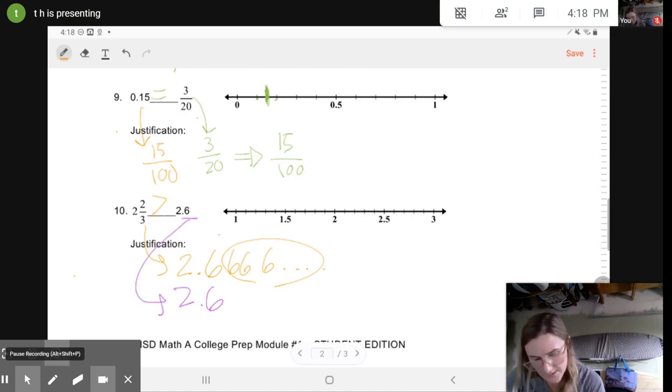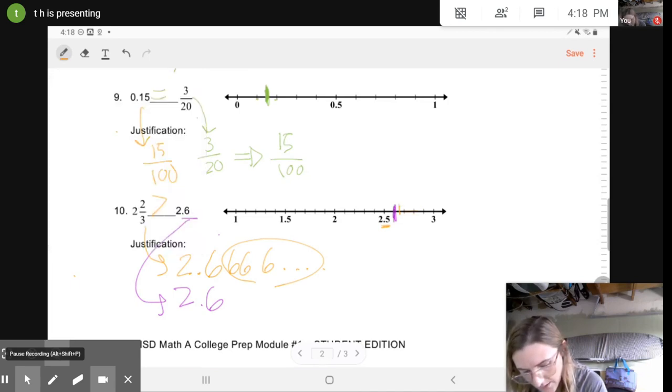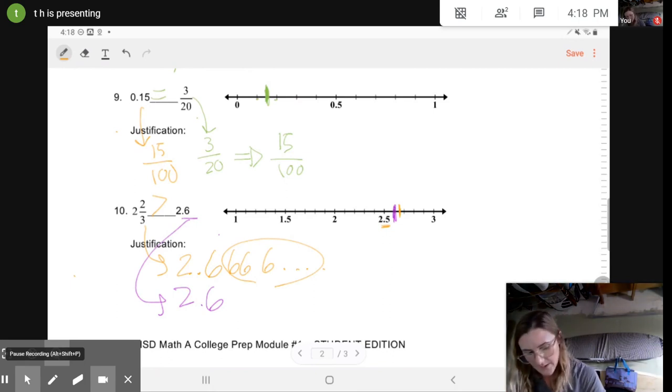And when I plot this, well, they already plotted 2.5 for me, so I can already plot my 2.6 right here. And then my other one is just to the right of it, not quite past 2.7, which would be the next one. Okay, next page.